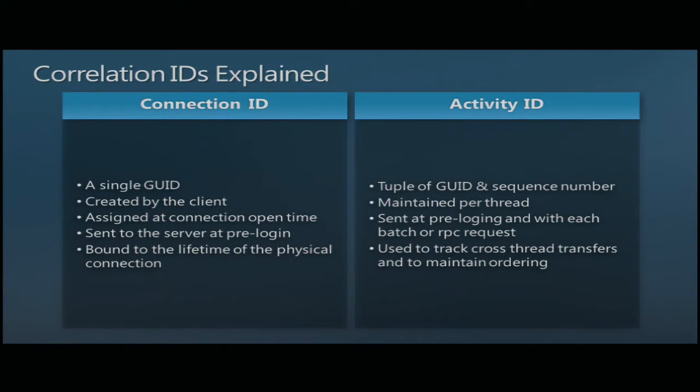This is a tuple of a GUID and a sequence number, so it actually identifies a thread, and then within that thread, the sequence of activities the thread takes. Again, this is something that can be generated on the client and sent as part of the pre-login package when we're doing batch and RPC requests, and we can use it to track the transfers between threads and maintain the ordering of the operations. Now, both the connection ID and the activity ID are new things that we've added to the TDS protocol, so you do require a TDS update. And that's something that we're going to be shipping around the time frame of Visual Studio 11 and .NET 4.5.